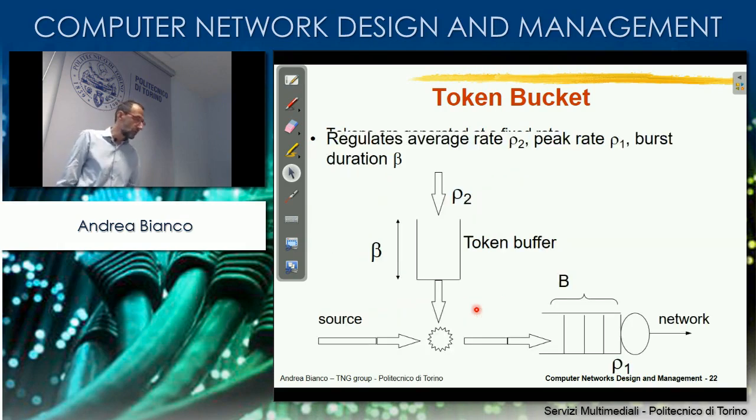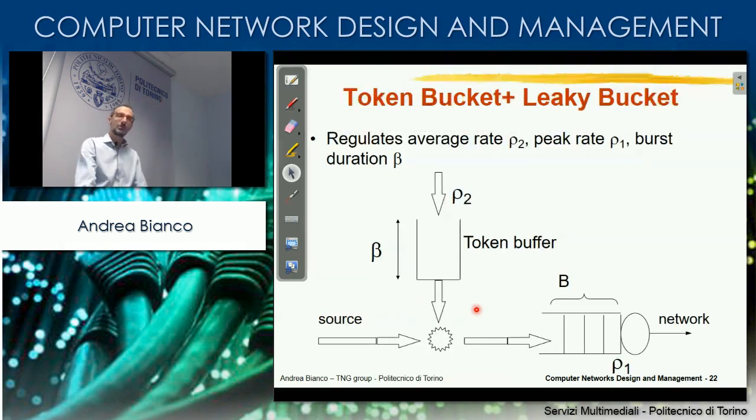In this case, we will have a source which has a burstiness in terms of burst duration, if you measure the burst duration with the number of packets equal to beta, an average rate of rho 2 and the peak rate of rho 1. And these are the typical three parameters that we require for characterizing VBR sources, okay? Questions? No.